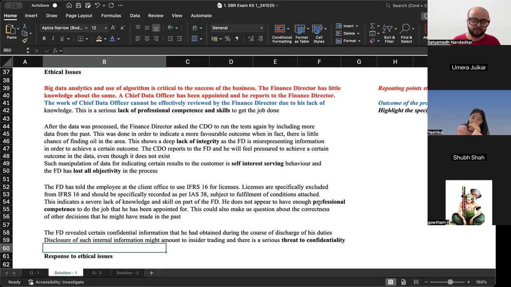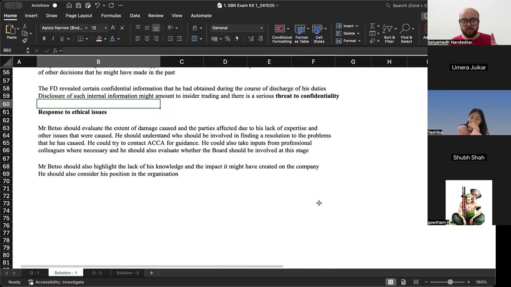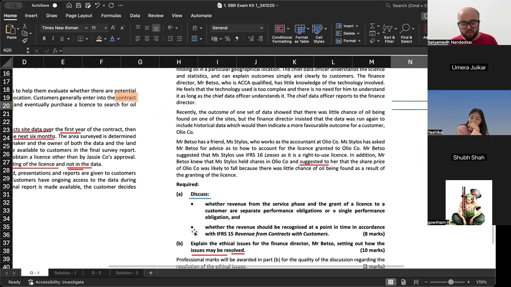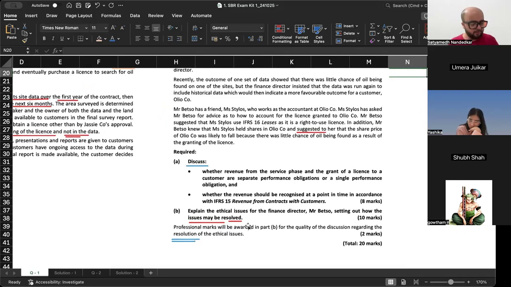Done. But that is not all, because the question also specifically mentioned ethical issues. You have to identify them, but you will also have to explain how the ethical issues are resolved. Now, how do you think the ethical issues should be resolved?